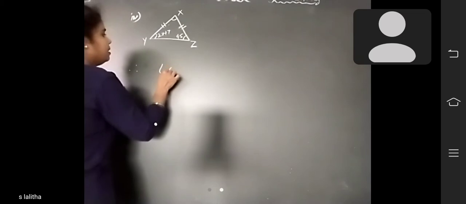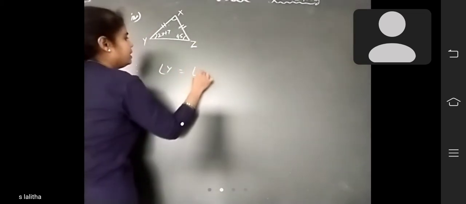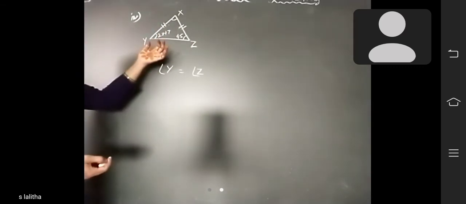So already we learned in the previous classes, children. In the triangle, if two sides are equal, then the angles opposite the equal sides are equal. So here angle y equal to angle z. Where two sides are equal, the angles opposite the equal sides are equal. So here angle y equal to angle z. So what is angle y? 2x plus 7 equal to angle z.